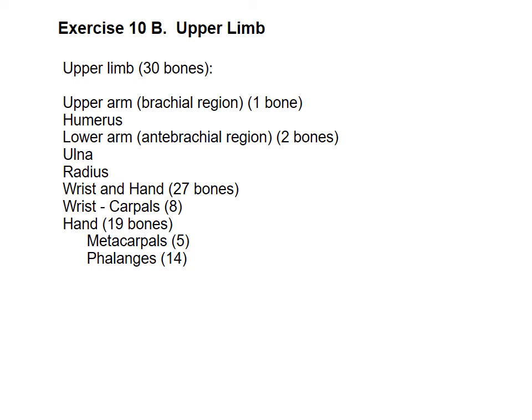Okay, so we're continuing the appendicular skeleton, part 2. This is the upper limb. The upper limb has 30 bones, surprisingly enough. Most of those, though, are in the wrist and hand. So there are only 3 other bones in the arm.